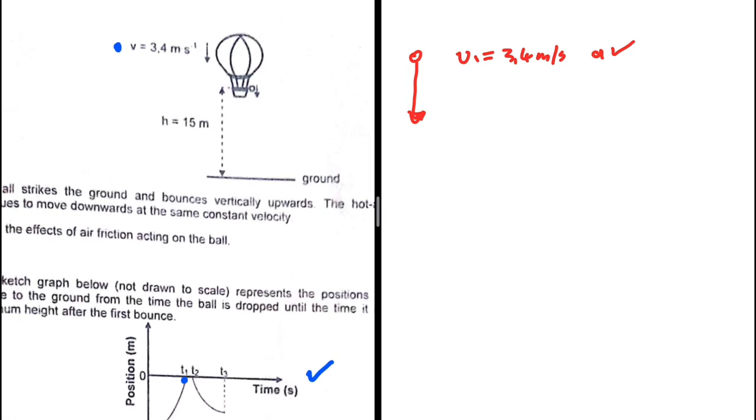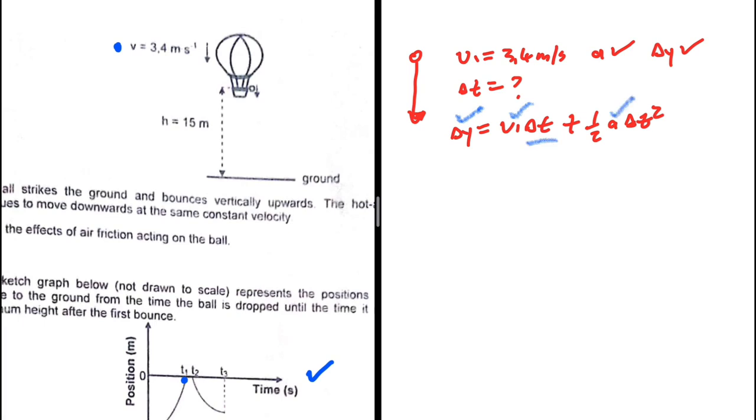Another piece of information we have is the displacement, delta y, because t1 is when the ball strikes the ground. So there we go, we have delta y. What else do we have? We're interested in the time, so delta t is what we're looking for. So with these four variables, it should be quite obvious what we need to do. Delta y is equal to vi delta t plus one half acceleration delta t squared. I have delta y, I have vi, I have the acceleration. I'm looking for delta t.